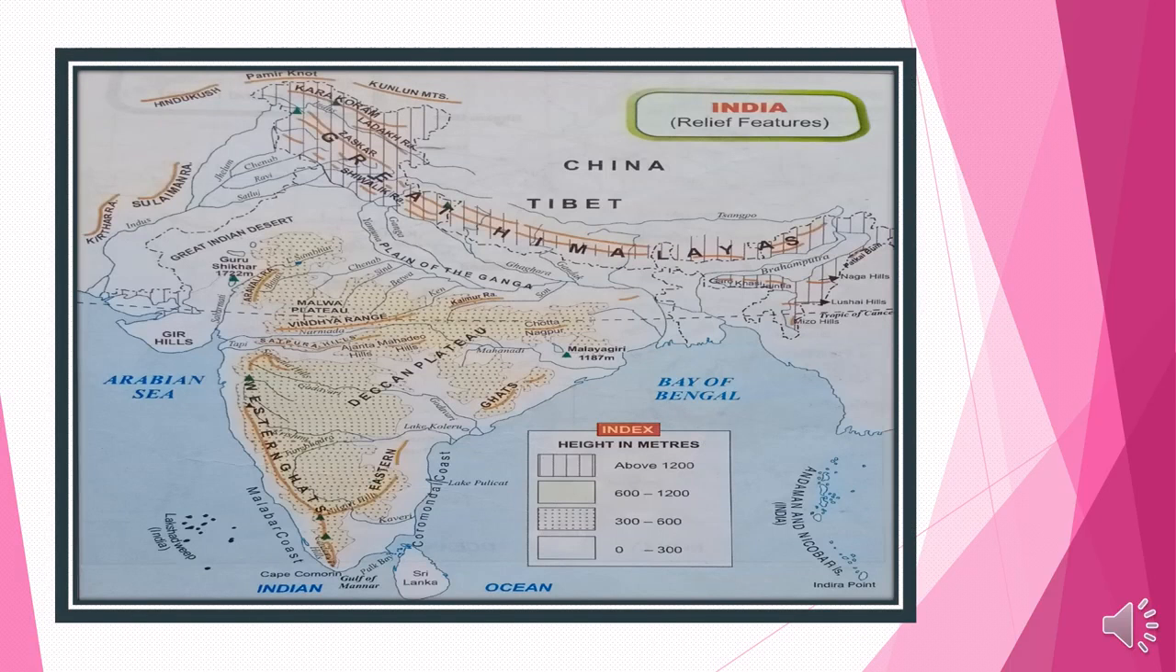Central Highland. North of the Narmada river, this part has three ranges: the Vindhya range, Satpura range, and Aravali range. The Malwa plateau is also found in this area, and the Chota Nagpur plateau is the eastern extension of the Central Highland. South of the Narmada river it is called the Deccan Plateau. The Deccan Plateau is also divided into two sections, Western Ghat and Eastern Ghat.